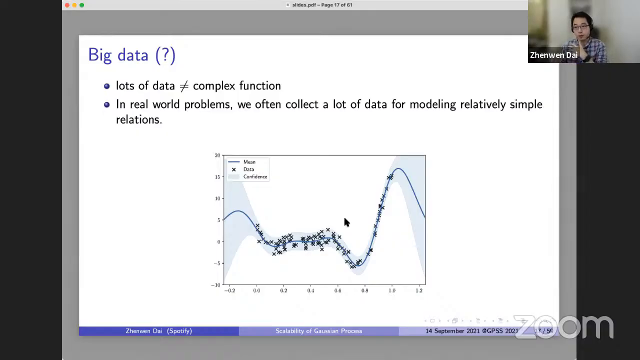Instead of just using a numerical approximation of the matrix inversion, this time we will look into the model and the inference itself to see, can we make some trade-off of the modeling choice or the modeling formulation or inference formulation, so that we can result in a more scalable inference.